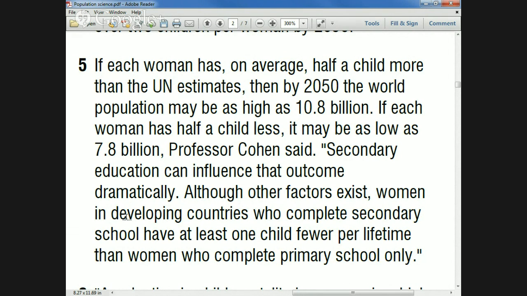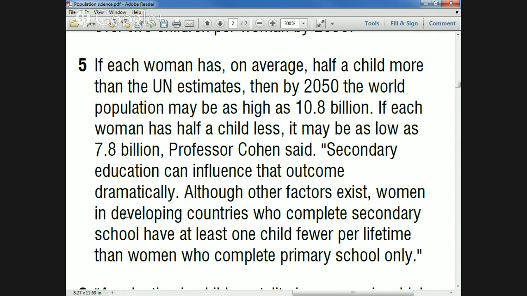Professor Cohen said secondary education can influence that outcome dramatically. Although other factors exist, women in developing countries who complete secondary school have at least one child fewer per lifetime than women who complete primary school only.